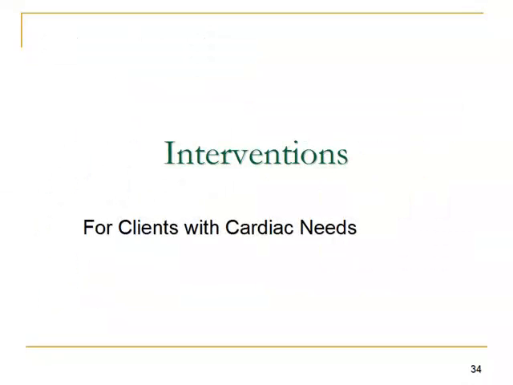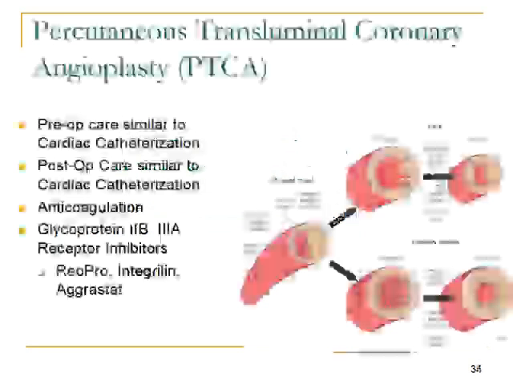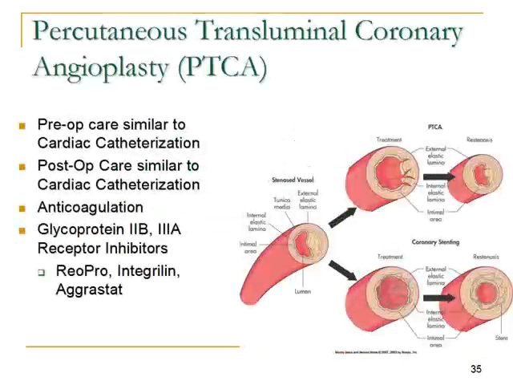Interventions for clients with cardiac needs. We're going to look at some of the things that would be done for clients, such as balloon angioplasty and things like that, if they are suspected of having a coronary problem. The first slide here looks at percutaneous transluminal coronary angioplasty. Sometimes you'll just hear it referred to as PTCA. A patient that's having this done, the pre-op care is going to be similar for a cardiac cath, and the post-op care is also going to be similar to a patient that's just had a cardiac cath done.